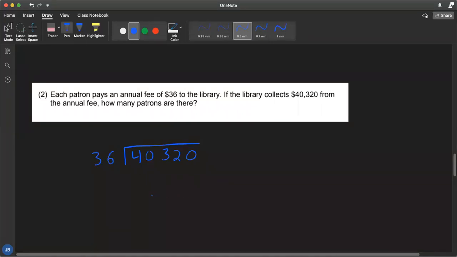And what do we get for an answer? 1,120. 1,120. No remainders? No remainders. So we have 1,120 patrons who pay an annual fee at the library.